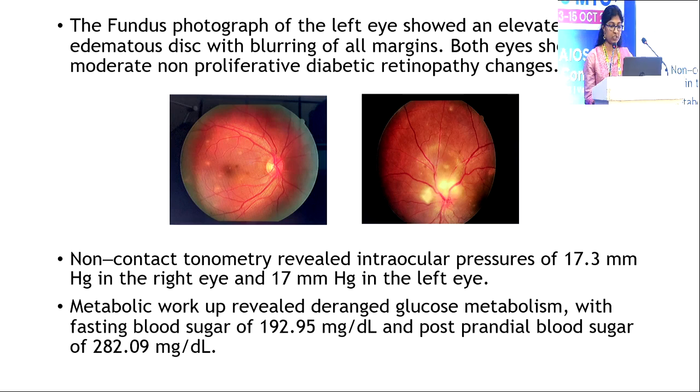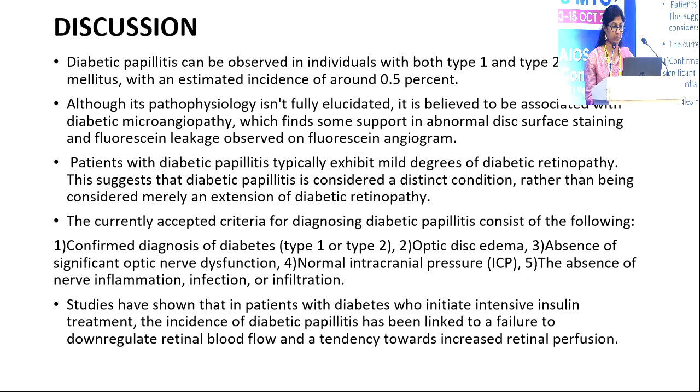Metabolic workup revealed deranged glucose metabolism with FBS of 192.95 and postprandial blood sugar of 282.09 milligram per deciliter. Coming to discussion, diabetic papillitis can be observed in individuals with both type 1 and 2 diabetes mellitus with an estimated incidence of around 0.5%.